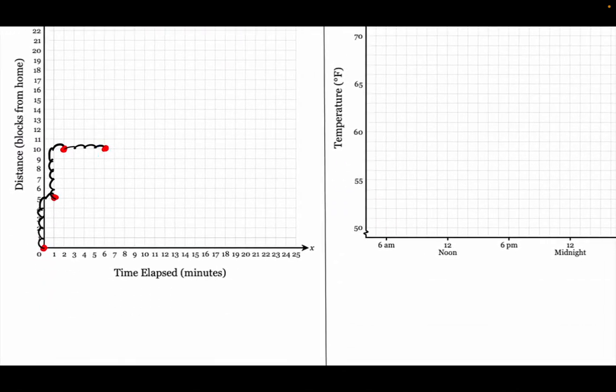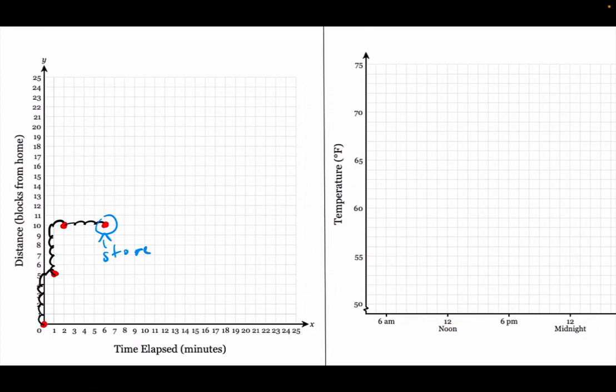Let me write that in. She's at the store. So she's going to go 15 blocks away from the store. How many blocks is she going to be from home then? 25. There you go. If she's 10 away right now, and she's going to go another 15, that's 25. So now we've got to get to the top.